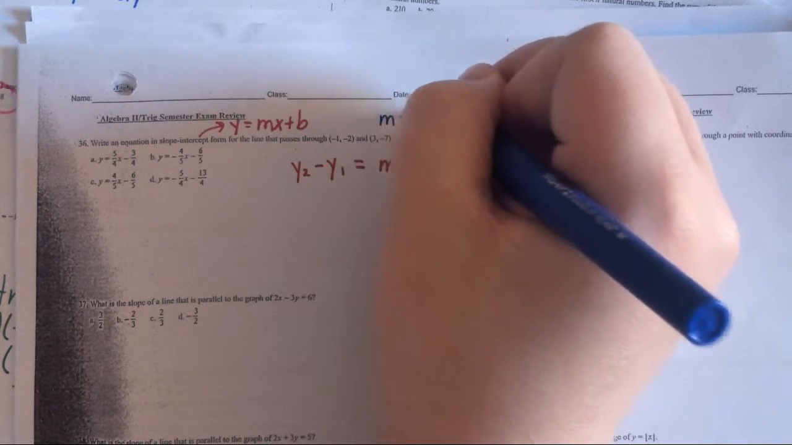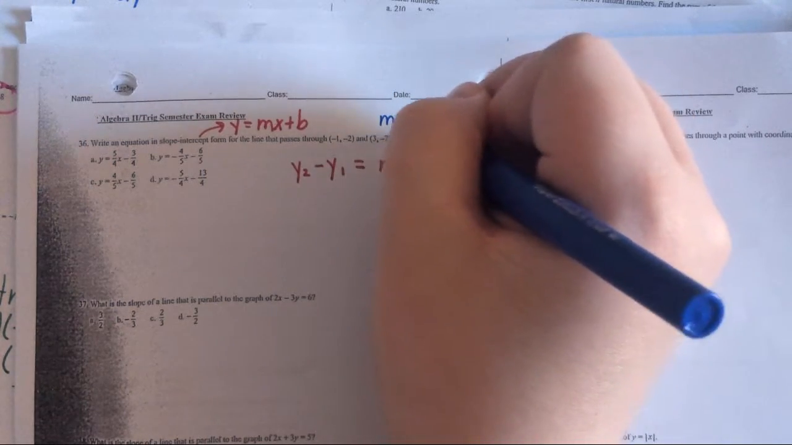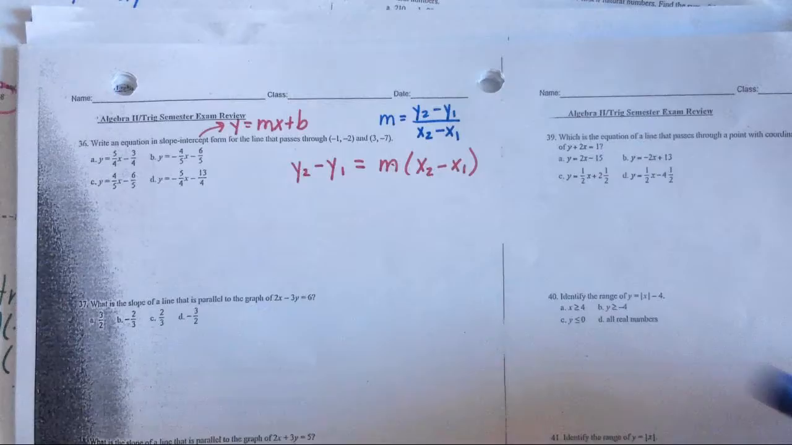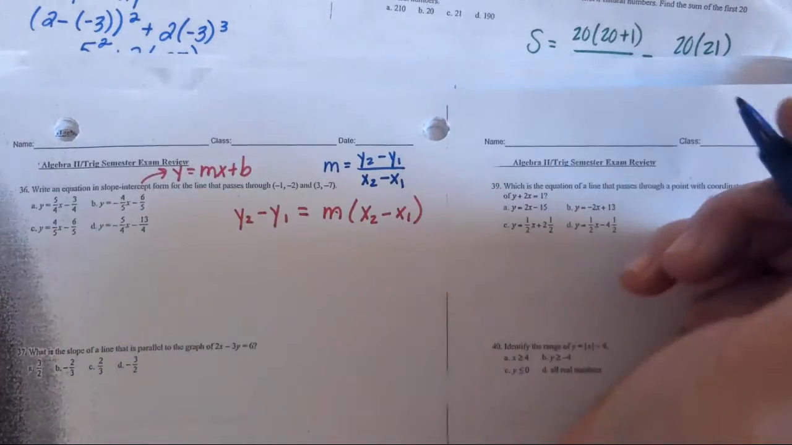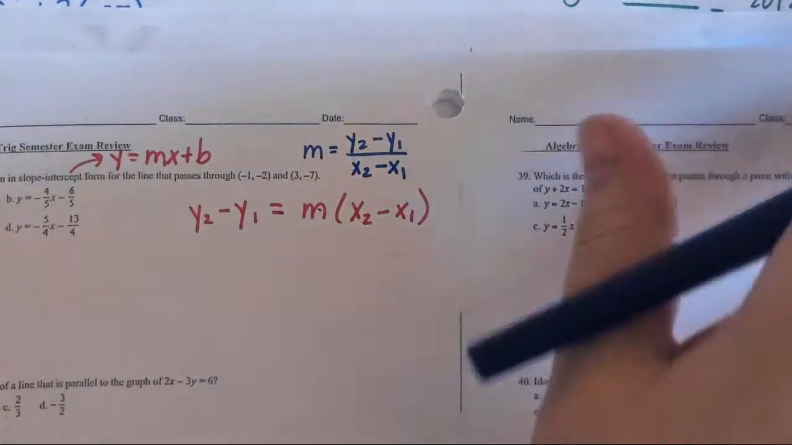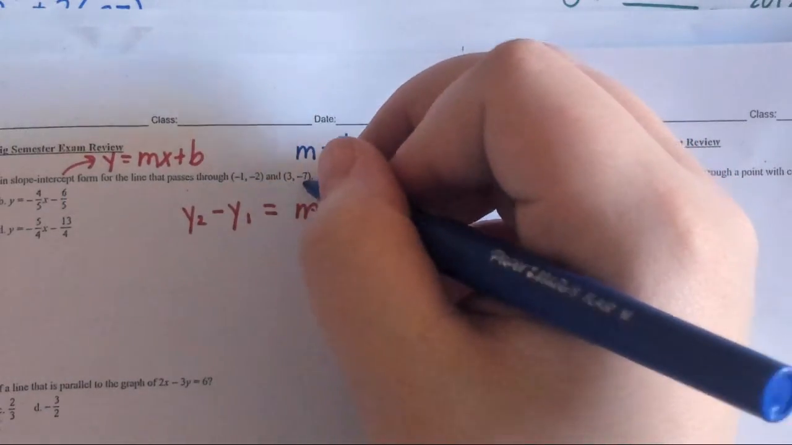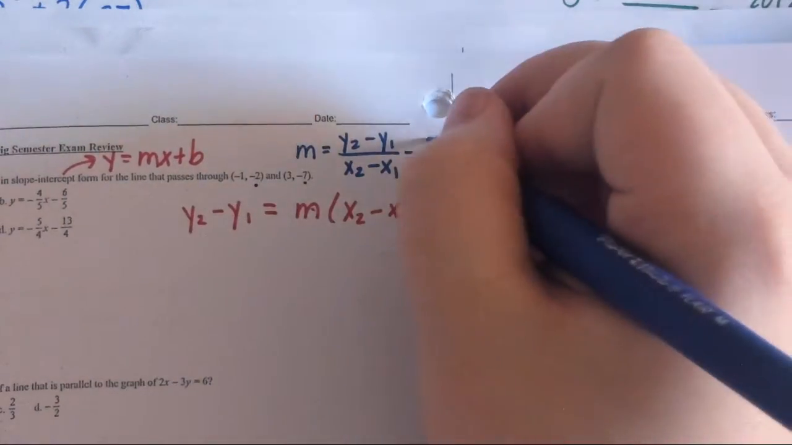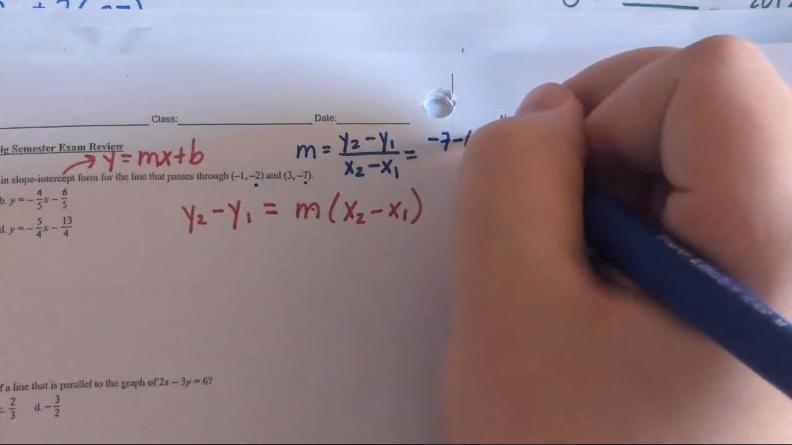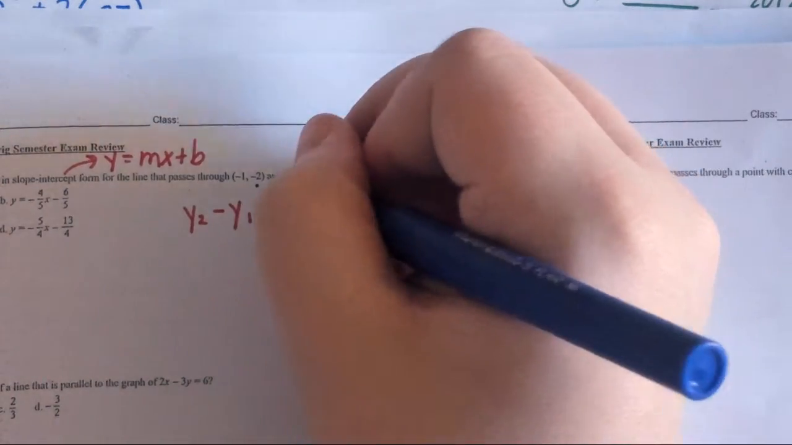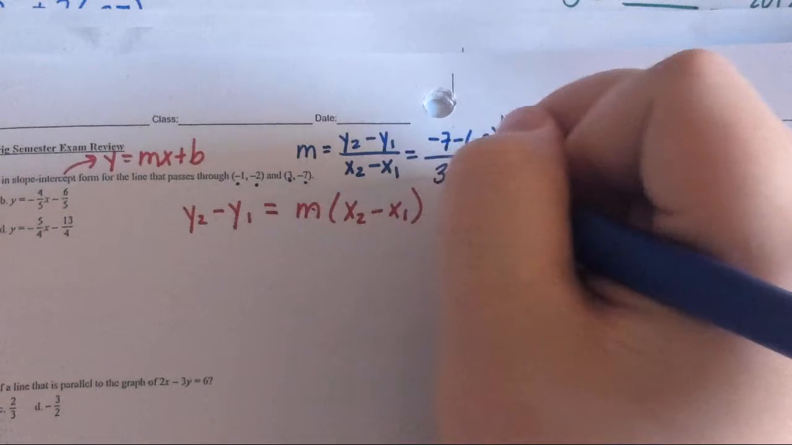We know that's y2 minus y1 over x2 minus x1. And do you think I actually write these formulas out on my paper when I solve this in real life? No. I know these formulas in my head. I'm just writing them out so other people can see them now. So negative 7 minus a negative 2. 3 minus negative 1.